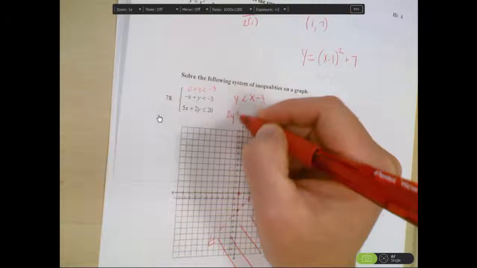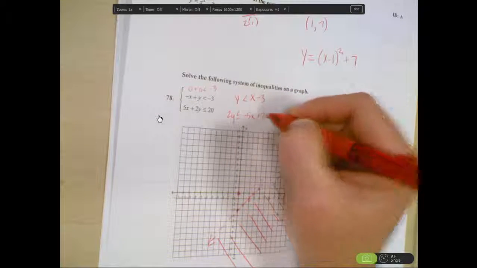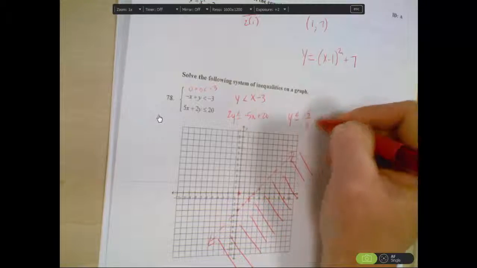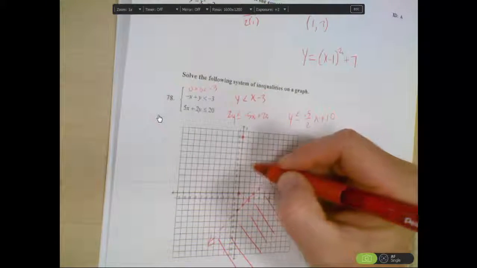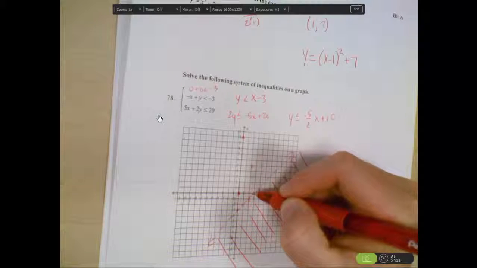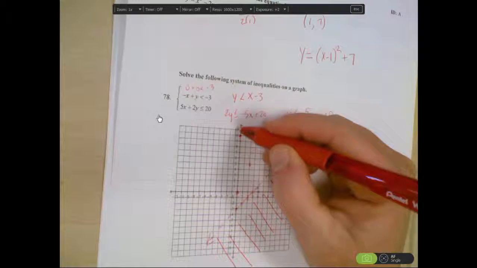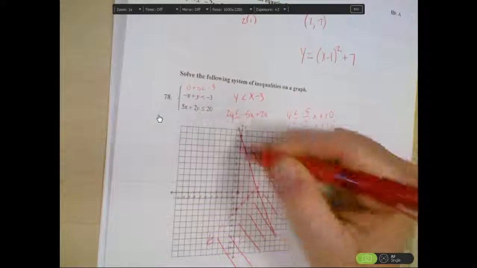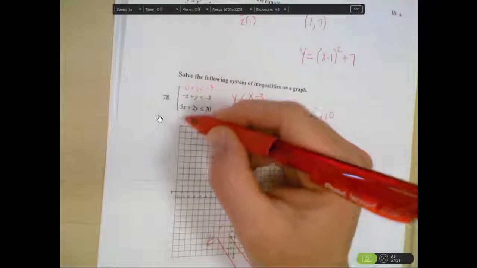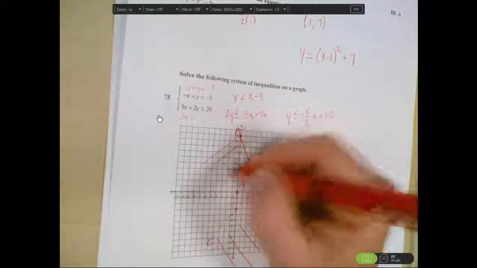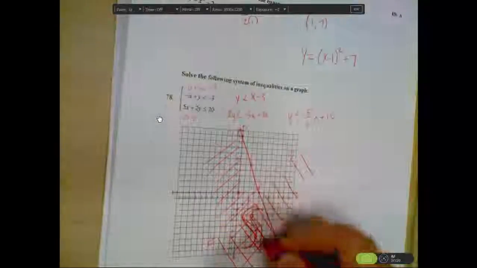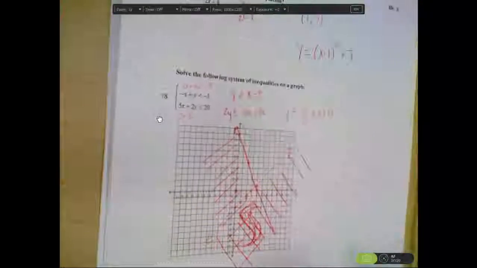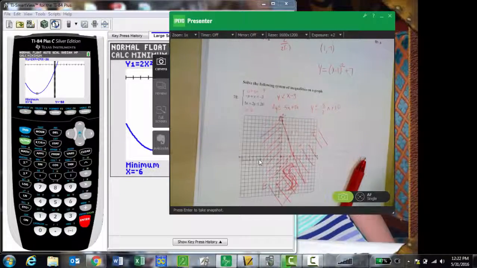Here, when I subtract 5x, divide by 2, up to 10, down 5 over 2, down 5 over 2, solid line, check 0, 0 again. 0 plus 0 is less than 20. This time it's true, so this gets shaded this way. So here is my region. Okay, that's it. Study. Okay.